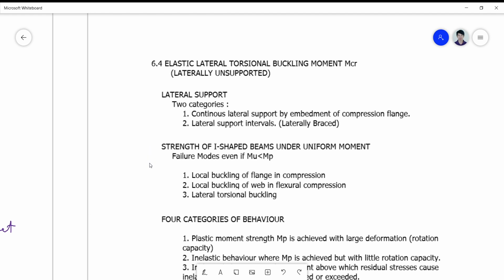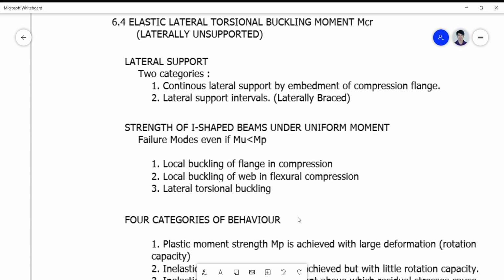So the strength of I-shaped beams under uniform moment may be described in terms of the failure modes if Mu is less than Mp. The first one is the local buckling of the flange in compression. The second one is the local buckling of the web in flexural compression. And for the third one, we consider lateral torsional buckling.